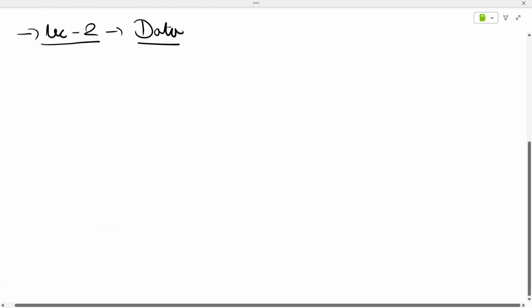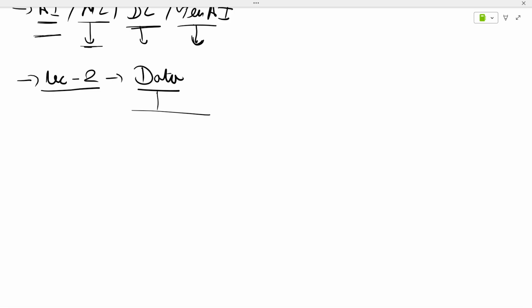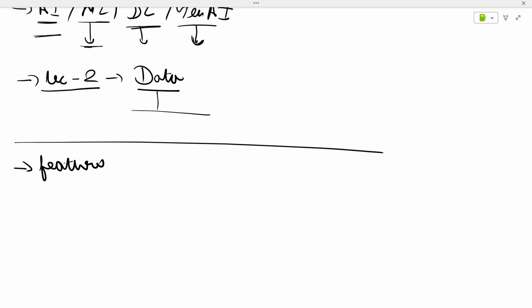In the data types, we discussed numerical data and categorical data. In numerical data, we discussed continuous and discrete. In categorical, we discussed ordinal and nominal. Ordinal data are hierarchy-wise, like low, medium, high, or ratings. Nominal data is like names, for example color names or blood type names, A, B, B positive, like that. Now in this lecture we will discuss features and labels.